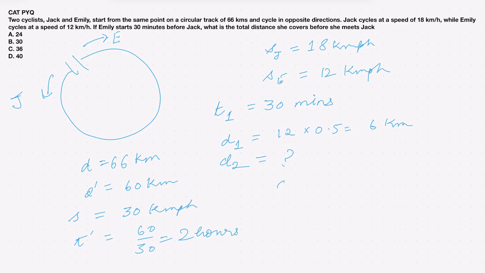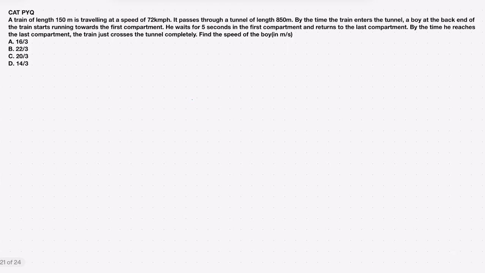So that means Emily is going to cycle for another 2 hours. That means D2 is equal to 12 into 2 is equal to 24 kilometers. Now we had to calculate total distance covered by Emily. That is going to be D1 plus D2 is equal to 30 kilometers, which is option number B, the correct answer. Quick and easy. Let's go to the last question for today.